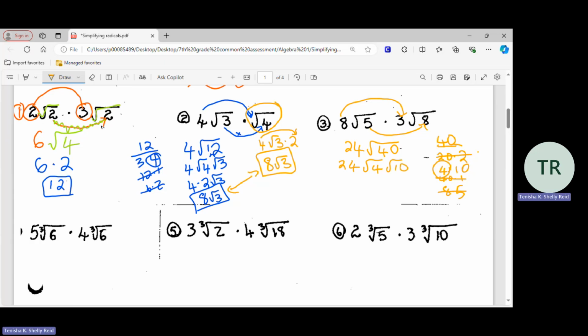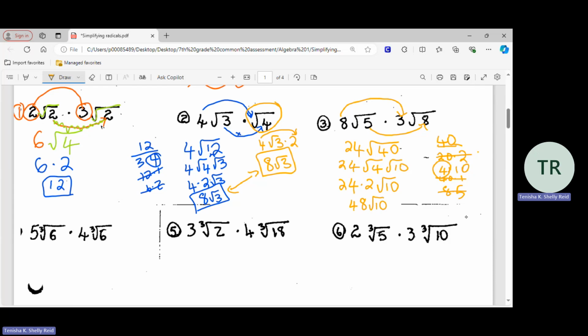And also feel free to fast forward me. You could put me on 1.5. You could make me speed up and put me on 2. Whatever you delight in. So now we have 24 times the square root of 4, which is 2. And then we have the square root of 10. Well, 24 times 2 is a number. It's 48. So we have the answer, 48 times the square root of 10.